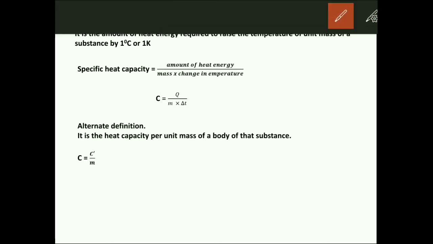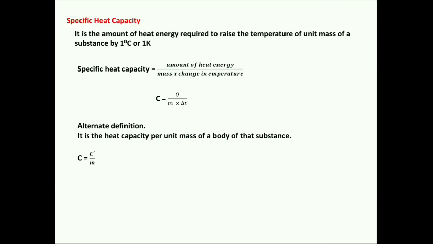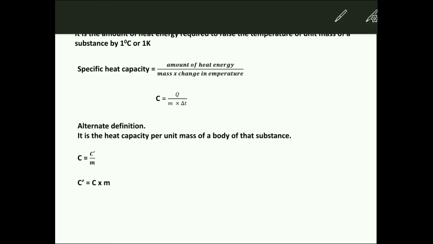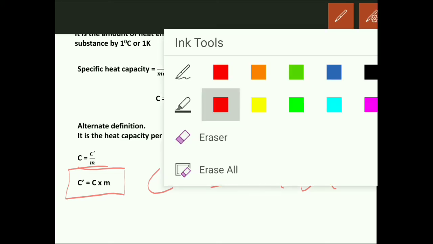Specific heat capacity is heat capacity per unit mass. See, per unit, that's why it is specific. Very simple. Therefore C dash will become C into M. Therefore C dash equals C into M. This is the relation between heat capacity and specific heat capacity. Heat capacity equals mass into specific heat capacity. This is one probable question for you all, so I want you all to remember this properly.